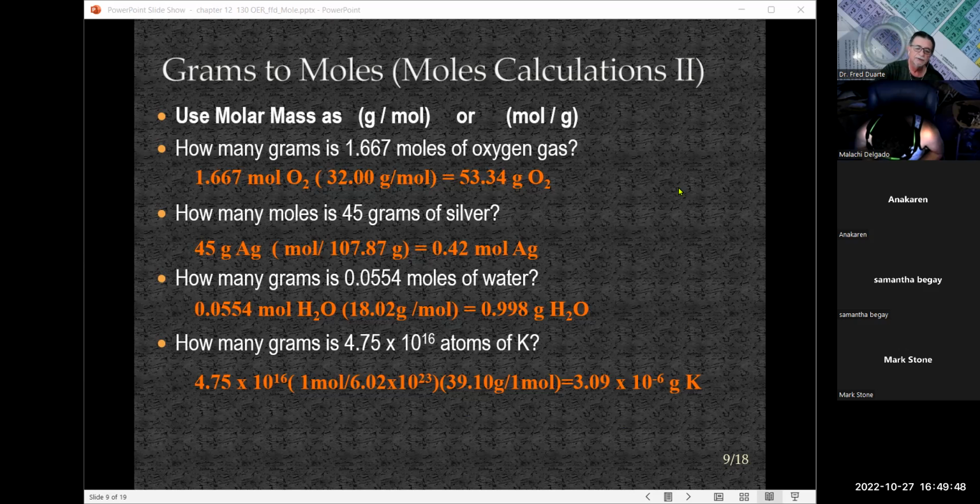Here's a number that maybe should sit there and make you say, okay, we got that number of atoms of potassium. That's a big number, 4.75 times 10 to the 16. But after everything's said and done, that only weighs 3.09 times 10 to the negative 6 grams.